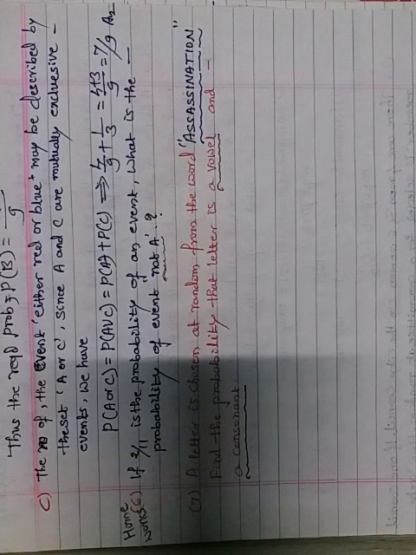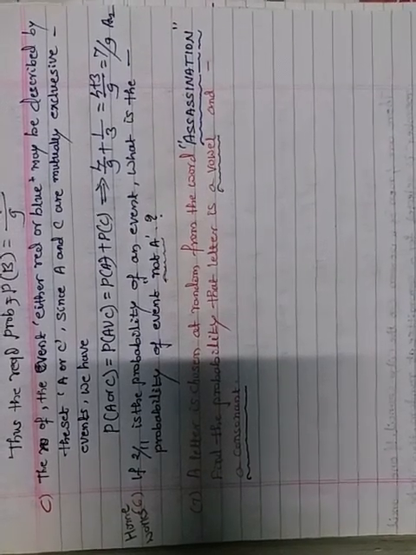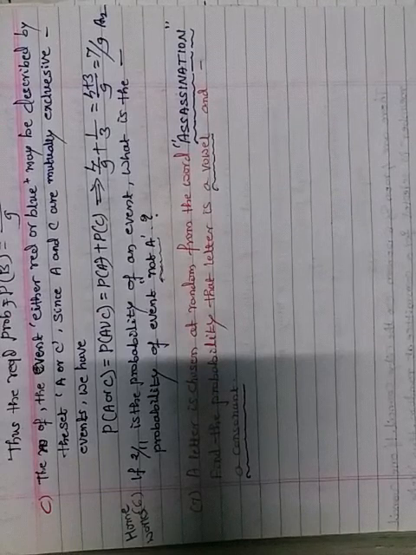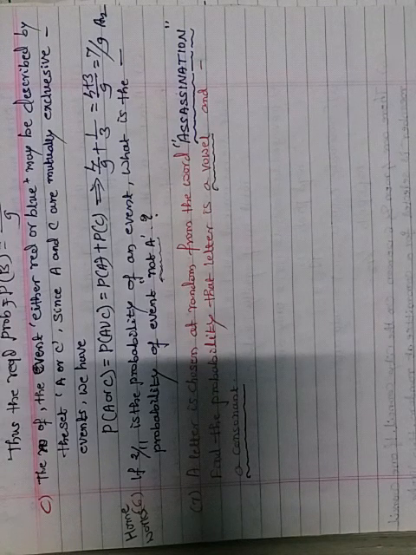The seventh question is defined here. A letter is chosen at random from the word assassination. Find the probability that the letter is a vowel and a consonant.